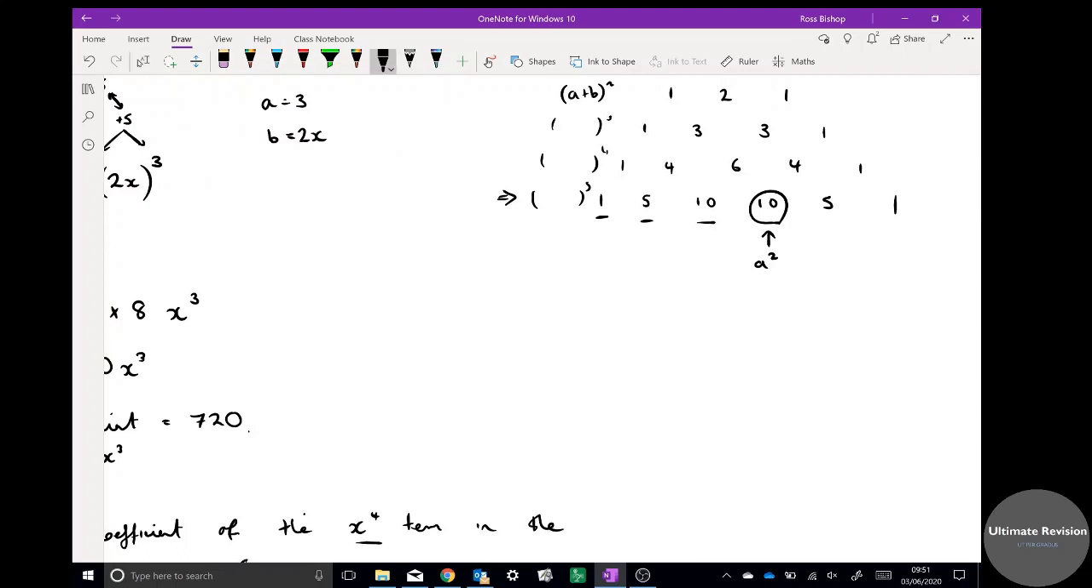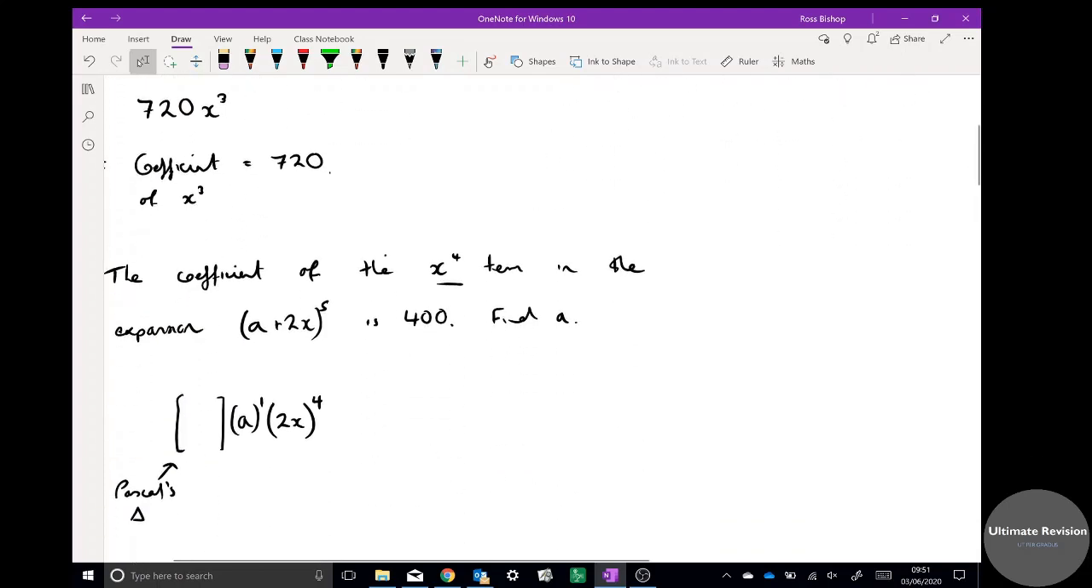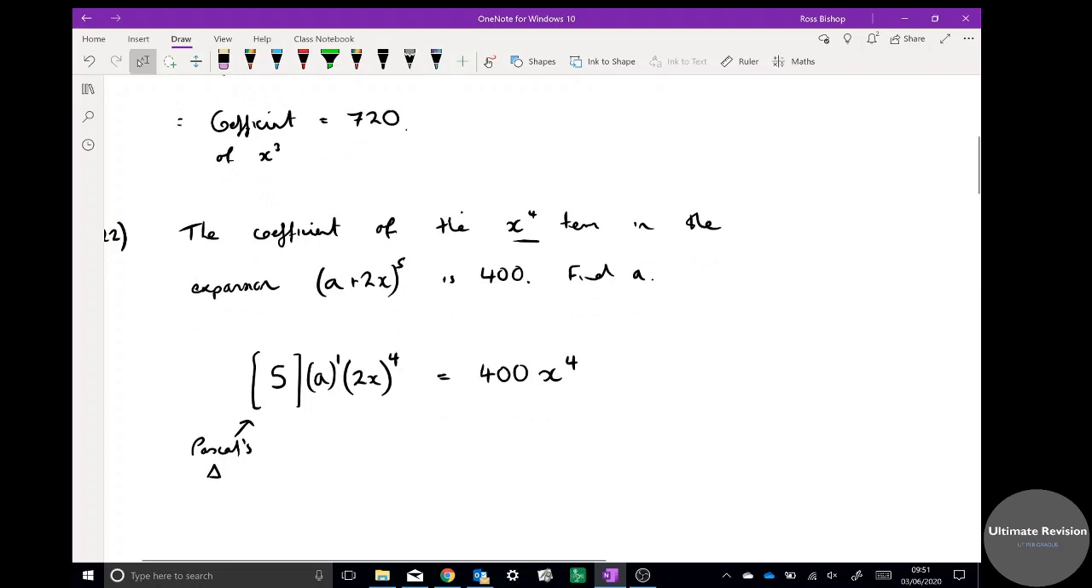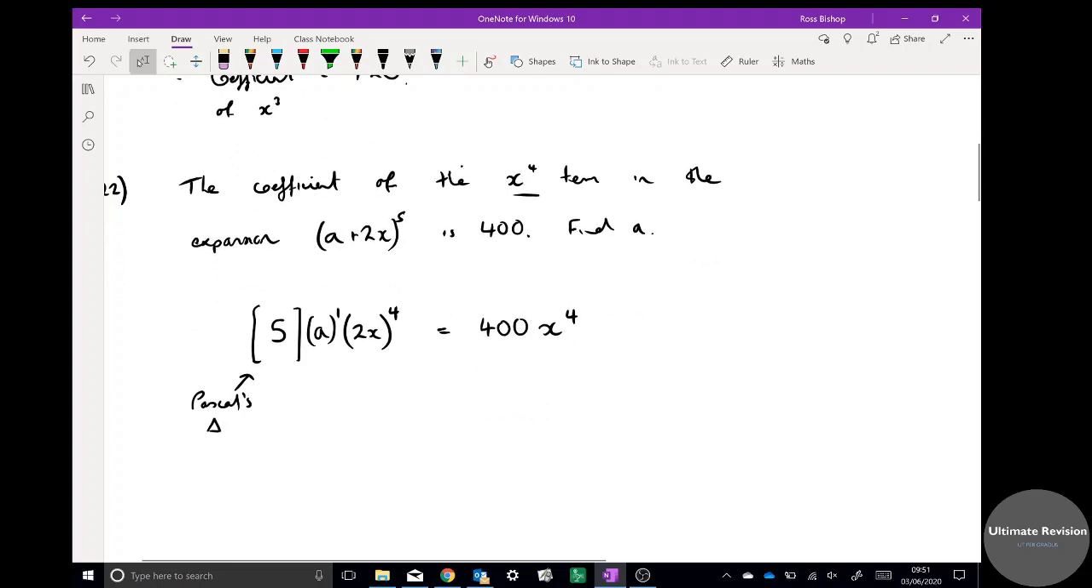So this was a to the 2, a to the 1, because we go down each time. This time I'm looking for the 5 to go there. It says all of that is going to be the x to the power of 4 term, but the coefficient of that is 400. So it's going to be 400x to the power of 4. That term has got a 400 in front. Now from this point onwards, I can simplify this a little bit. I've got 5a, and 2 to the power of 4 is 16.